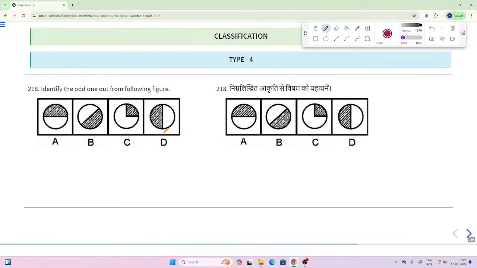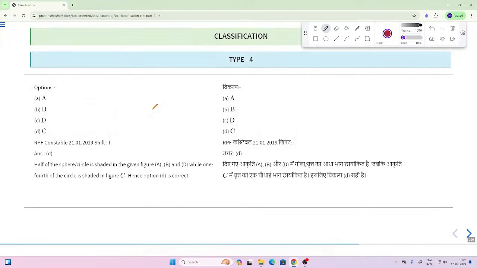Here again, A is half full, B is half full, C is a quarter full, D is half full. Hence, option C is the odd one out. Half the circle is shaded in A, B, D, while in C it's a fourth shaded, hence C is the odd one out.